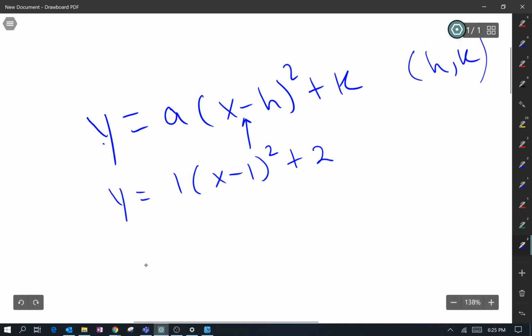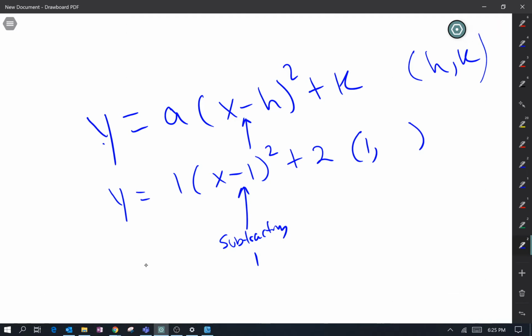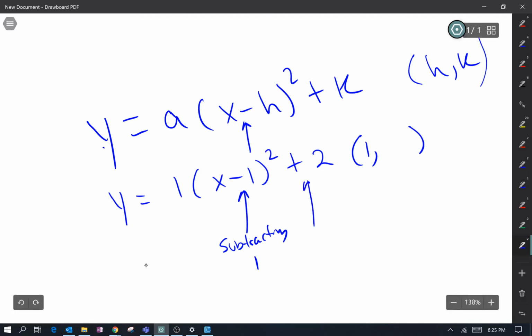the vertex of this graph, is going to be whatever you're subtracting here. What am I subtracting? I'm subtracting a 1, so the vertex is at x comma y, x is 1, and whatever you're adding here is your y coordinate, so 2. So it crosses 1 comma 2.